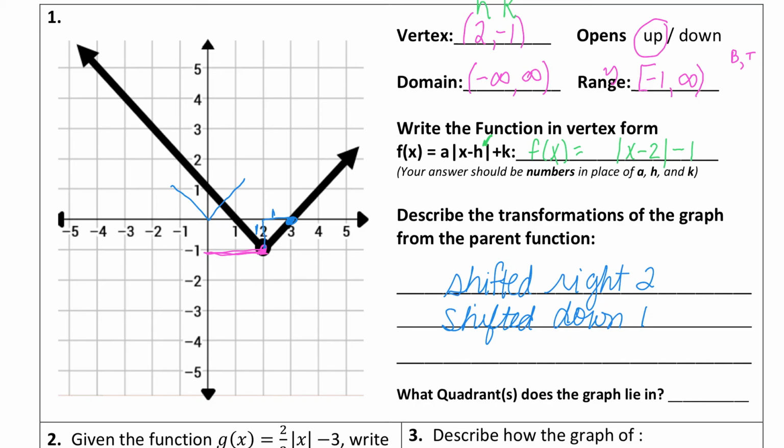What quadrants does the graph lie in? So remember your quadrants, they make a C. So this would be quadrant 1, this would be quadrant 2, this would be quadrant 3, and this would be quadrant 4. And so the graph lies in quadrants 1, 2, and 4.